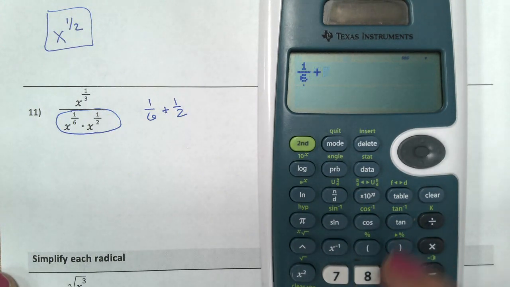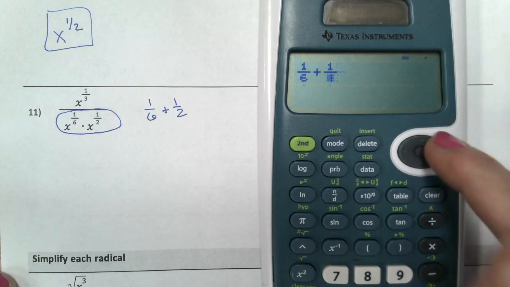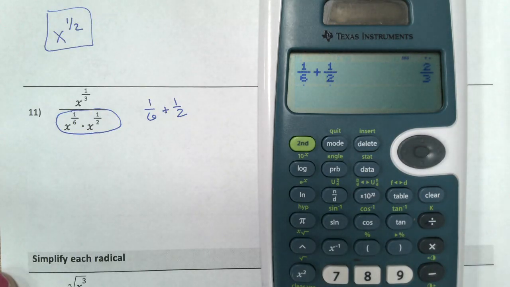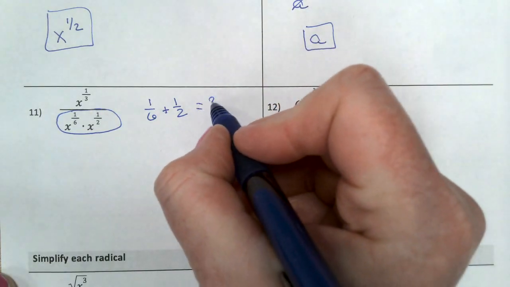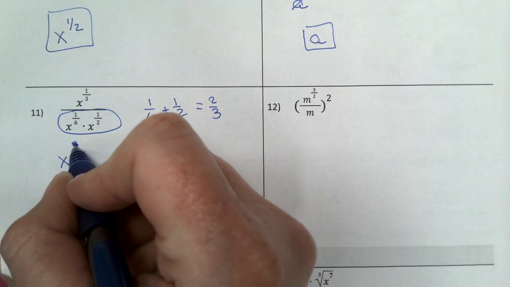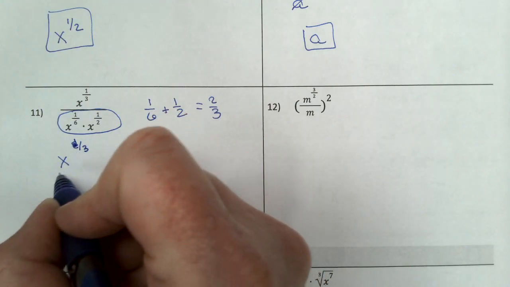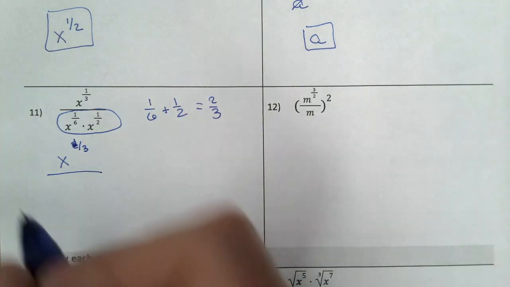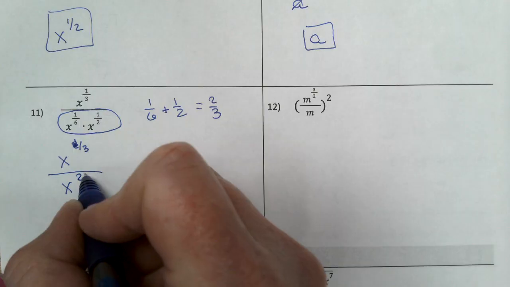1/6 plus 1/2 is 2/3. So now I know I have x to the 1/3. That says 1/3, I promise. Divided by x to the 2/3.